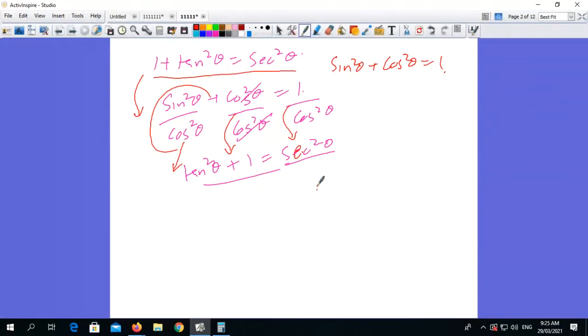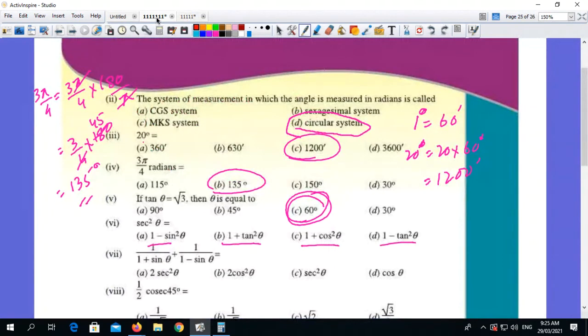So we have 1 plus tan square theta equals secant square of theta. Is it clear to everyone? Yes, sir. So the correct option is 1 plus tan square of theta.